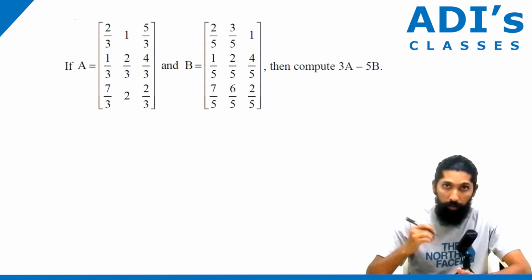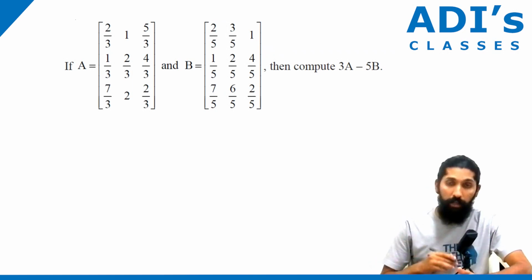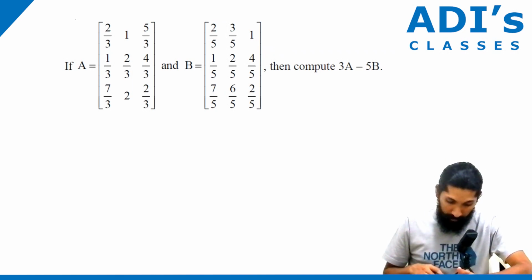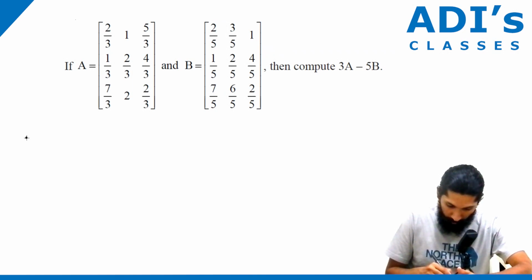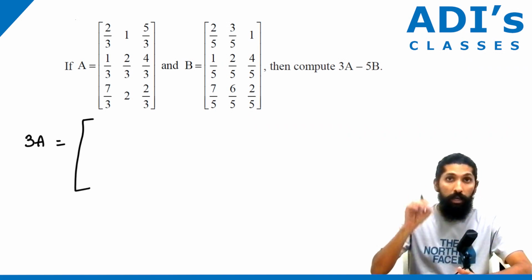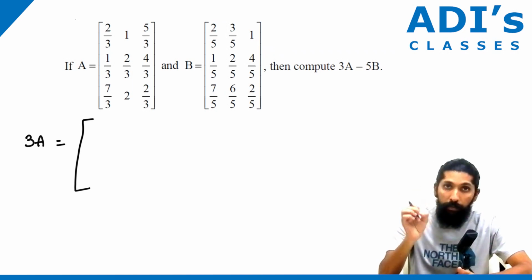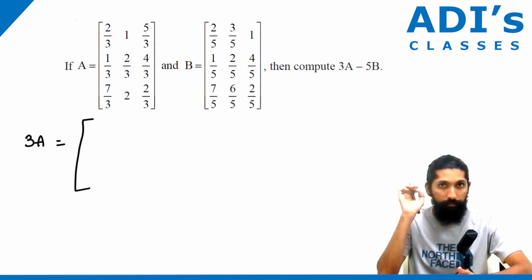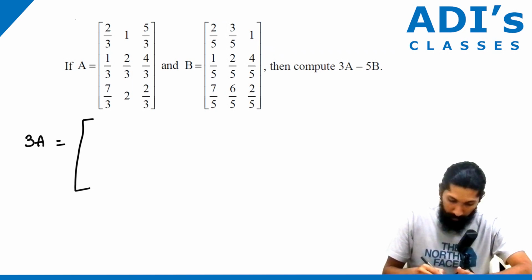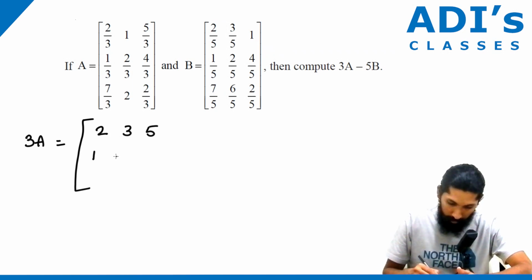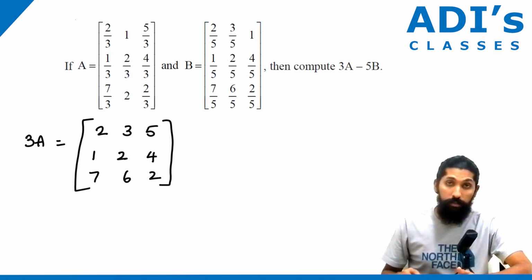Now let me solve this one. So you have A and you have B. Now 3A minus 5B. So you have 3A. First multiply. So 3A is equal to... Now remember, when you multiply by a scalar, every element of the matrix gets multiplied by the scalar, isn't it? So 3 into this becomes 2, 3, 5, 1, 2, 4, 7, 6, 2. This is 5A. Sorry, this is 3A.